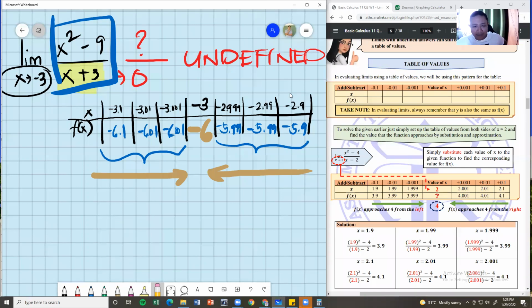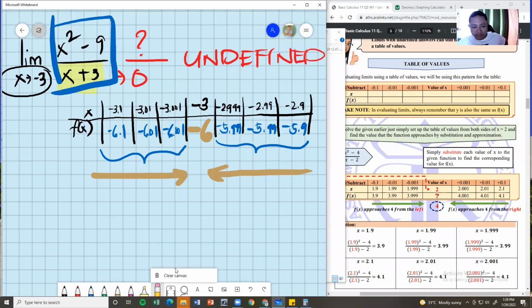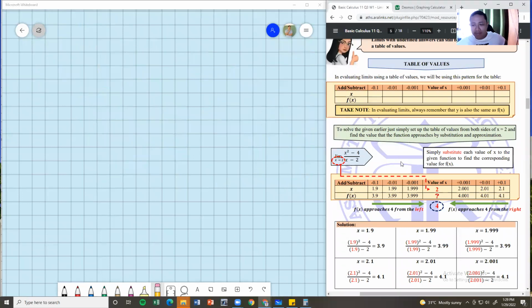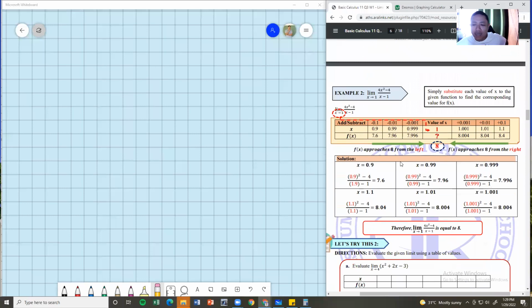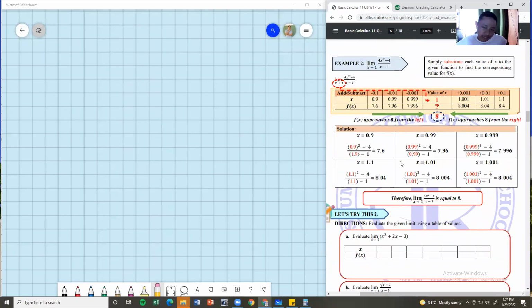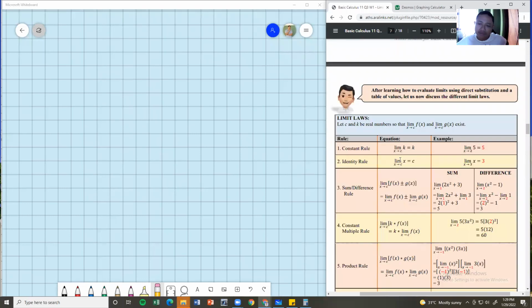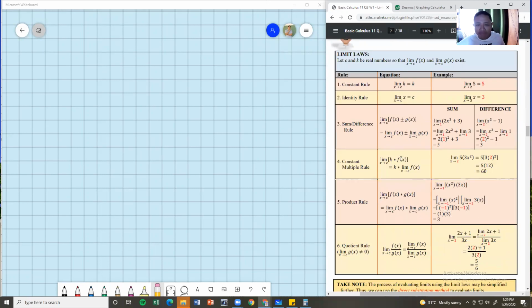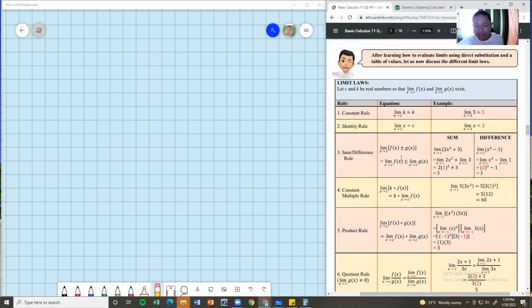Okay, thank you. So, let me clear things up. Okay, game. So, let's now, ayan, same process lang yan. Ulit-ulit lang, table of values. Okay. Now, let's be familiar with the different limit laws. So that when we do this, automatically, alam na natin kung anong gagawin natin. Okay? So we have here the following limit laws.